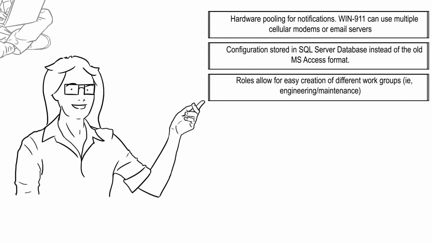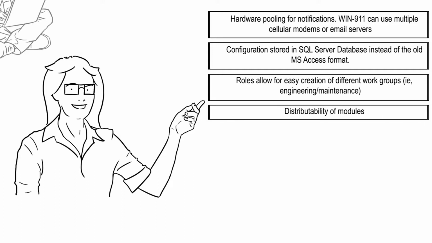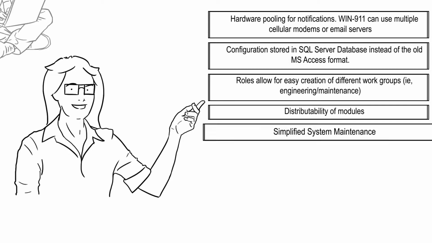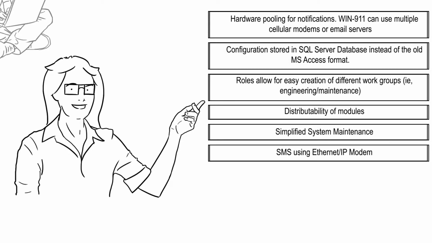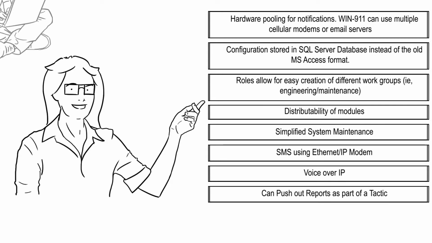Roles allow for easy creation of different work groups, i.e. engineering and/or maintenance. Distributability of modules, simplified system maintenance. SMS using Ethernet IP modem, voice over IP, can push out reports as part of a tactic.